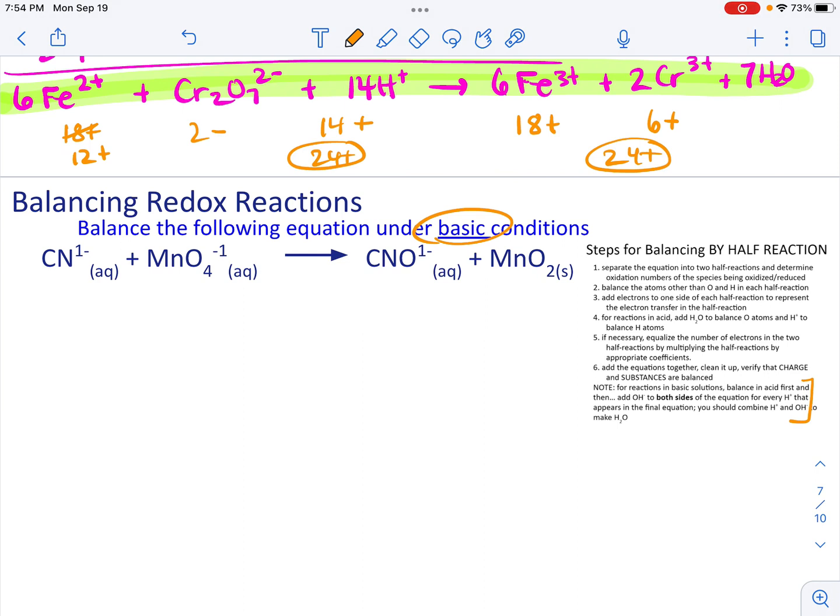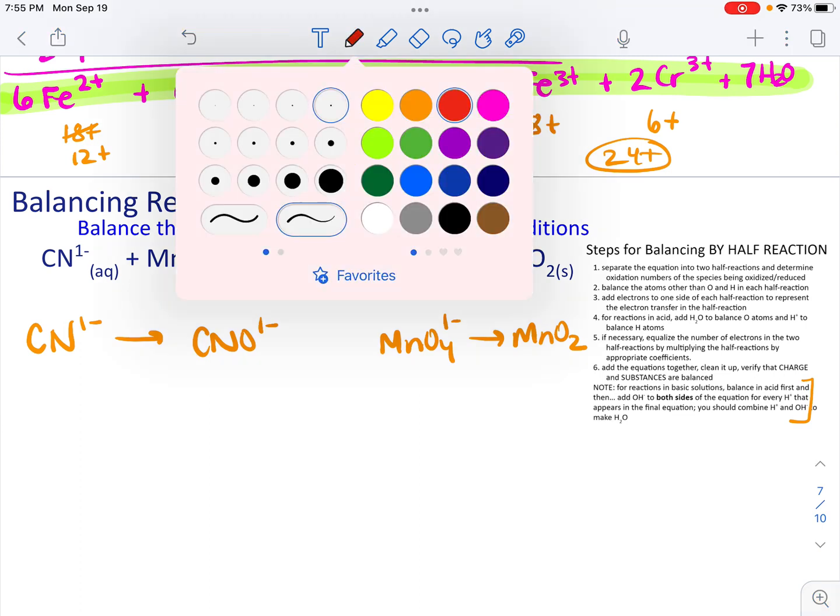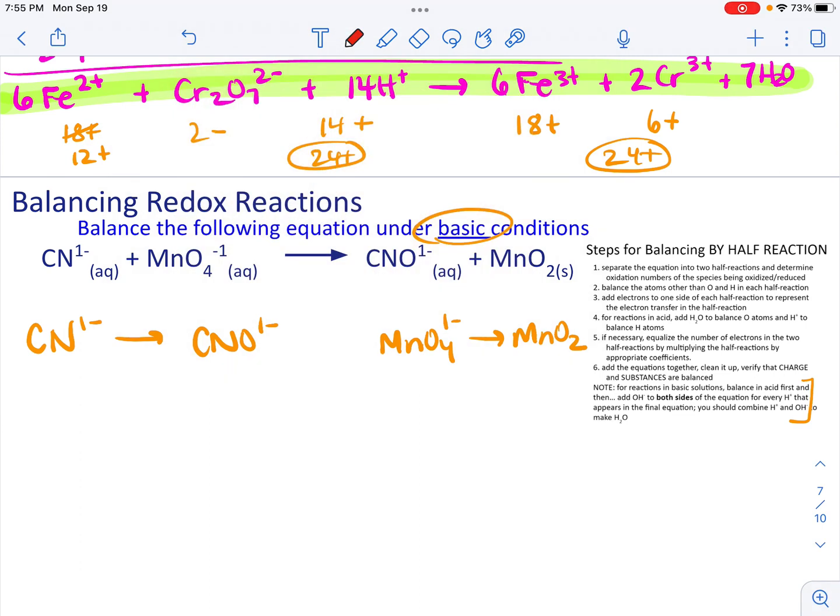So the first thing I'm going to do is decide my half reactions. This will be CN1- forms CNO1-, and the other one is going to be MnO4 1- forms MnO2, the compound. I'm going to come up with oxidation numbers for everybody. This is kind of a challenge.